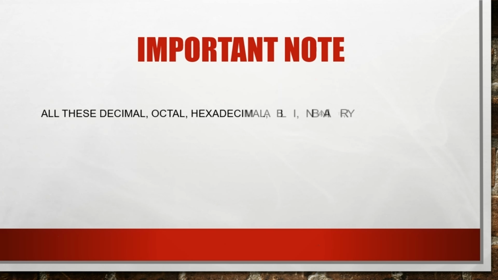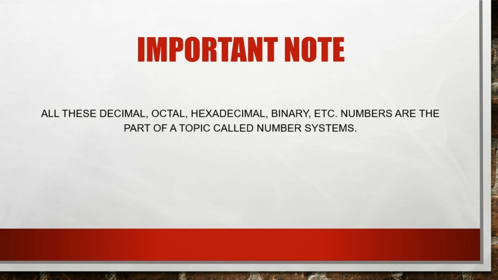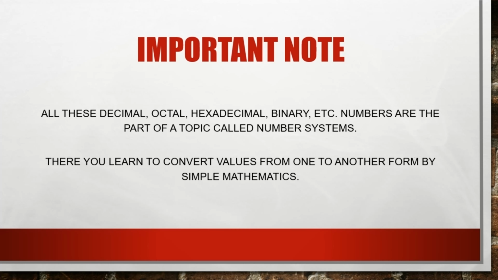Now, an important note. All these decimal, octal, hexadecimal, binary numbers are part of a topic called number systems. There you learn to convert values from one form to another by simple mathematics. To know more about it, click on the I symbol in the top right corner. That's all with integer literals.